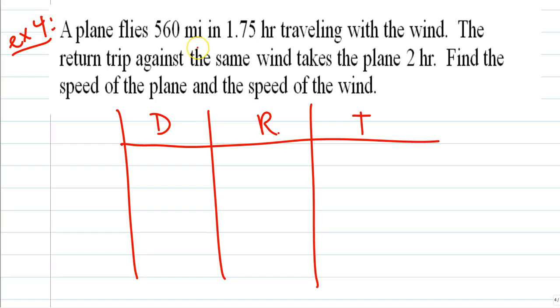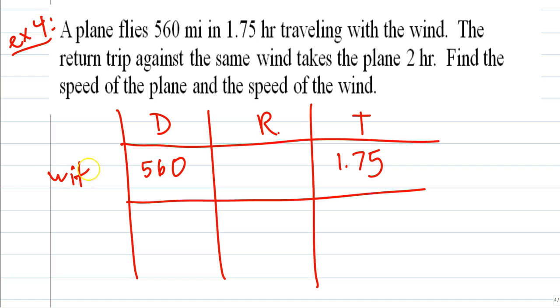And we go, okay, we know we went 560 miles. And it took us 1.75 hours. But that was with the wind. And so really we're going to have two parts to this. You're going to have it with the wind, and then you're going to have it against the wind. Well, against the wind, if we were flying back, how far did they travel? Well, the same distance, right? So the same 560. Coming back, it takes 2 hours.